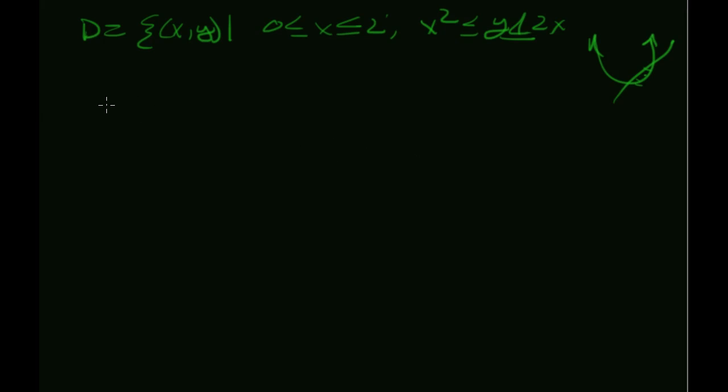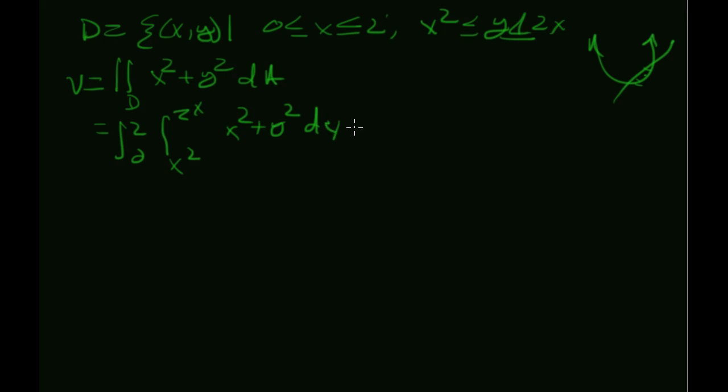All right, so volume then should be the double integral over D, and we're going to make our function f of xy be x squared plus y squared dA. So this now becomes the integral from 0 to 2, the integral from x squared on the bottom to 2x on top of x squared plus y squared dy dx. Right, so I'm integrating from 0 to 2. This one becomes x squared y. This is going to become a third y cubed, from x squared to 2x, dx.